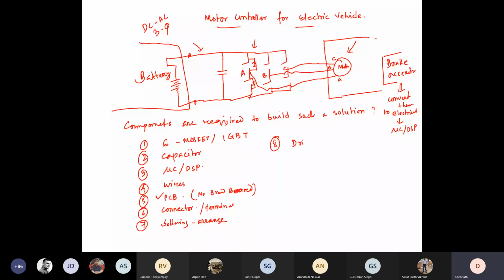As I told earlier, a microcontroller will give you hardly 3.3 volt and 5 volt maybe and a few milliampere. Using that, you cannot turn on the devices, right? So you have to take the signal and give it to the driver circuit that will finally give pulses to the switches. Anything else?